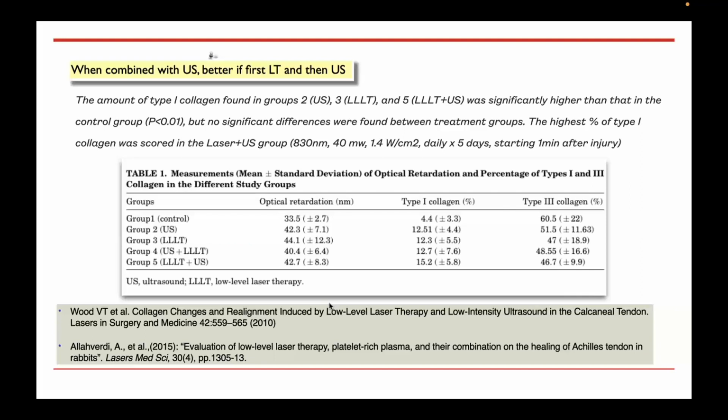In this study, published in 2010, they found the maximum percentage of type 1 collagen was created if laser therapy was combined with ultrasounds, using first the laser therapy and then the ultrasounds, and see how there's almost a 6-fold increase in the laser and ultrasound group compared with the control group when they analyzed the percentage of type 1 collagen.